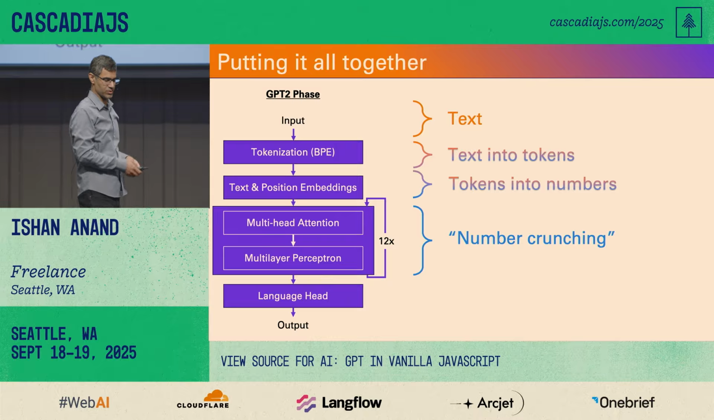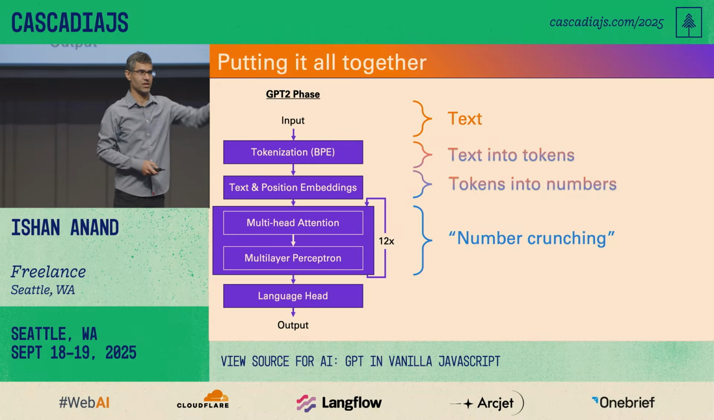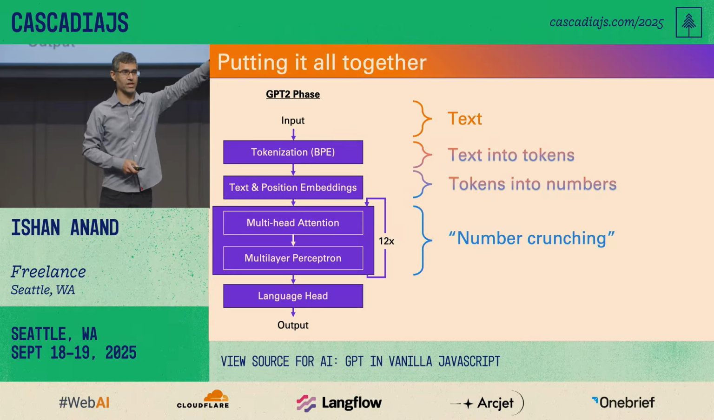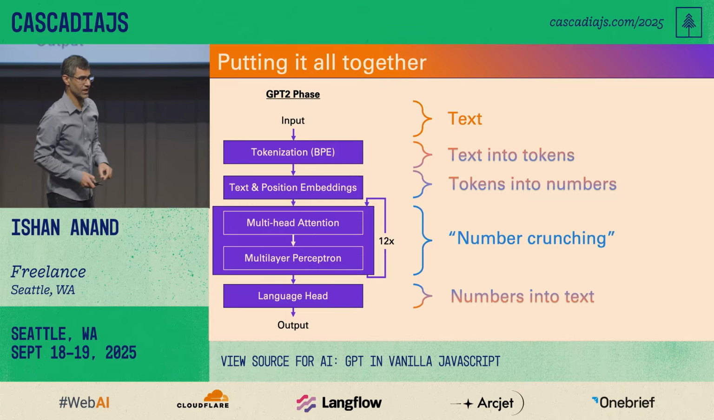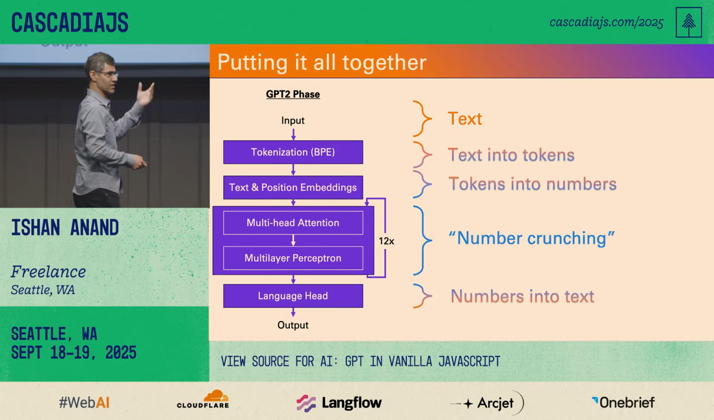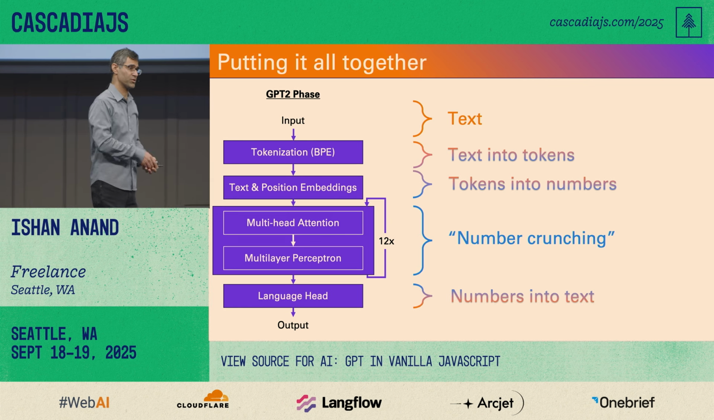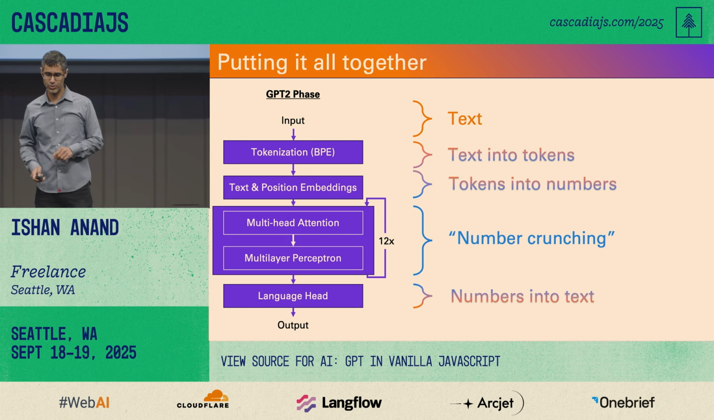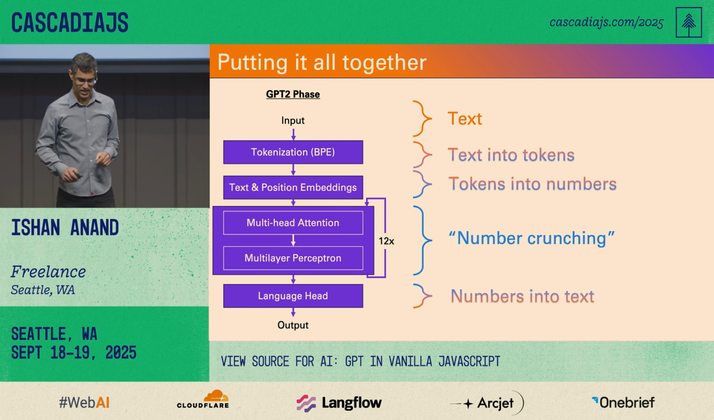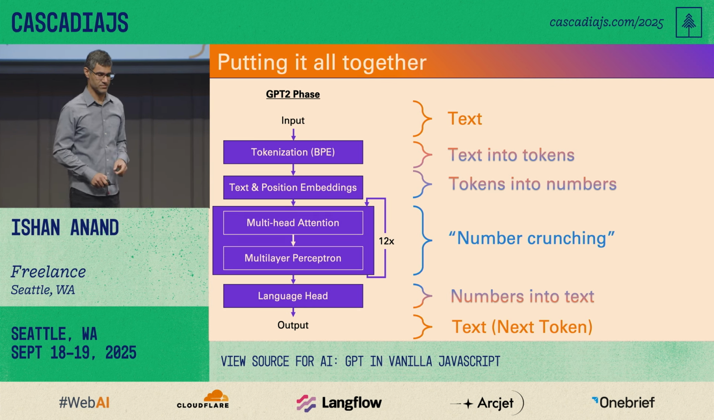And then we gave it to the Perceptron to make a prediction. Give us a point in space where you think the right next word is. And then we turn that back into text, either by doing temperature 0, taking the closest thing, or making it a probability distribution where we roll the die and give back a predicted token. And then we get our next token.